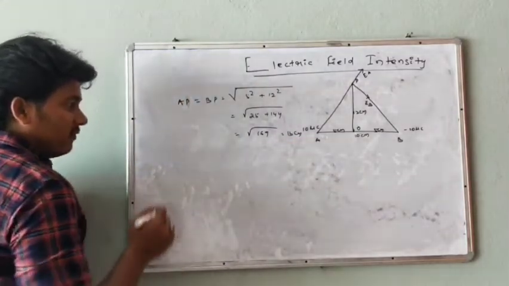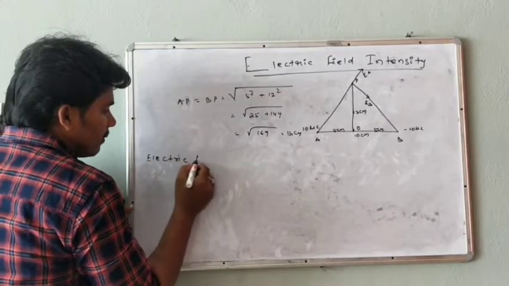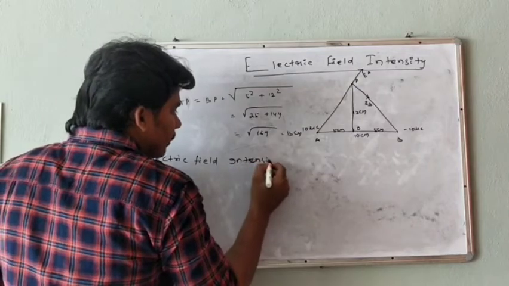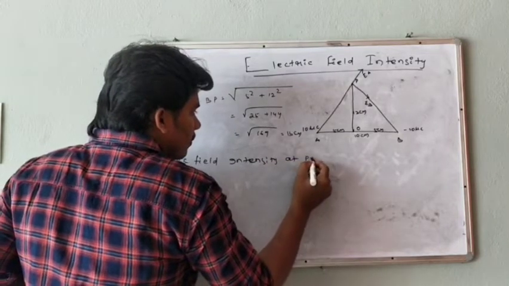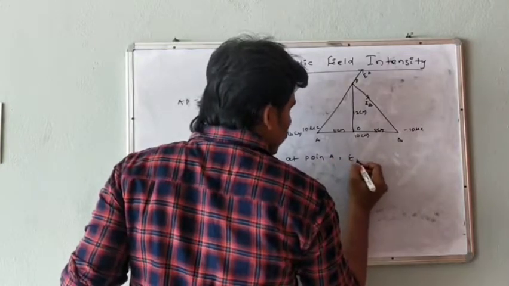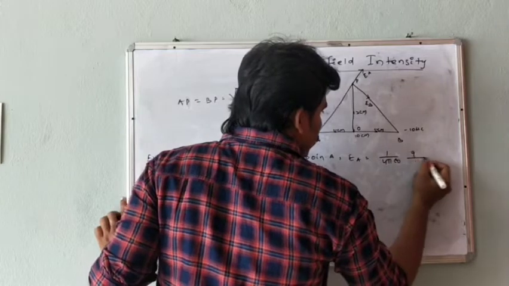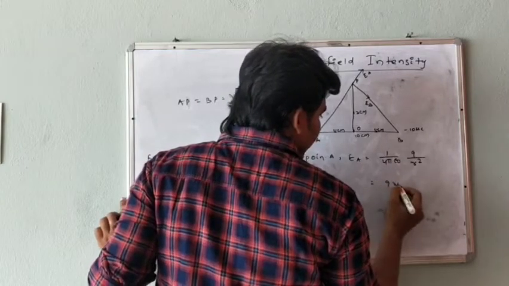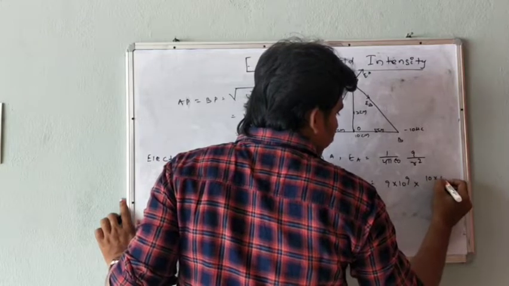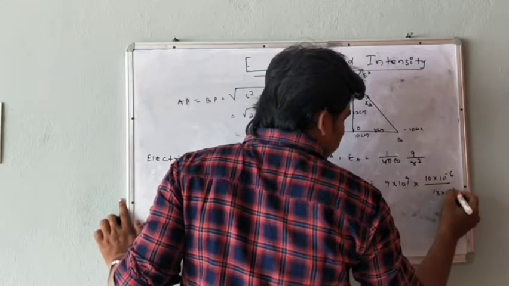Now we will find the electric field intensity at point A. EA equals 1 by 4 pi epsilon naught Q by R square. This means 9 into 10 to the power 9, Q means 10 microcoulomb, micro means 10 to the power minus 6 coulomb, by R means 13 into 10 to the power minus 2, whole square.